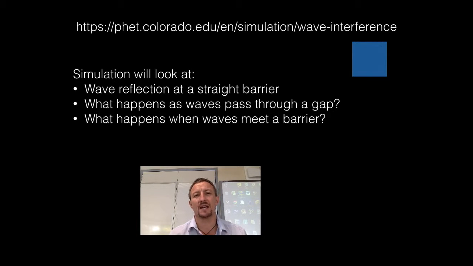But what I'm going to do is try and take you through the first portion of this wave interference module. So what we're going to look at in this unit is wave reflection when it hits a straight barrier. For example, what happens when a wave hits a harbour wall? Straight harbour wall, waves are coming in, what's going to occur? We're also going to look at what happens as waves pass through a gap, and then what happens as waves move around a barrier. And we'll try and explain as close as we can with respect to everyday occurrences.